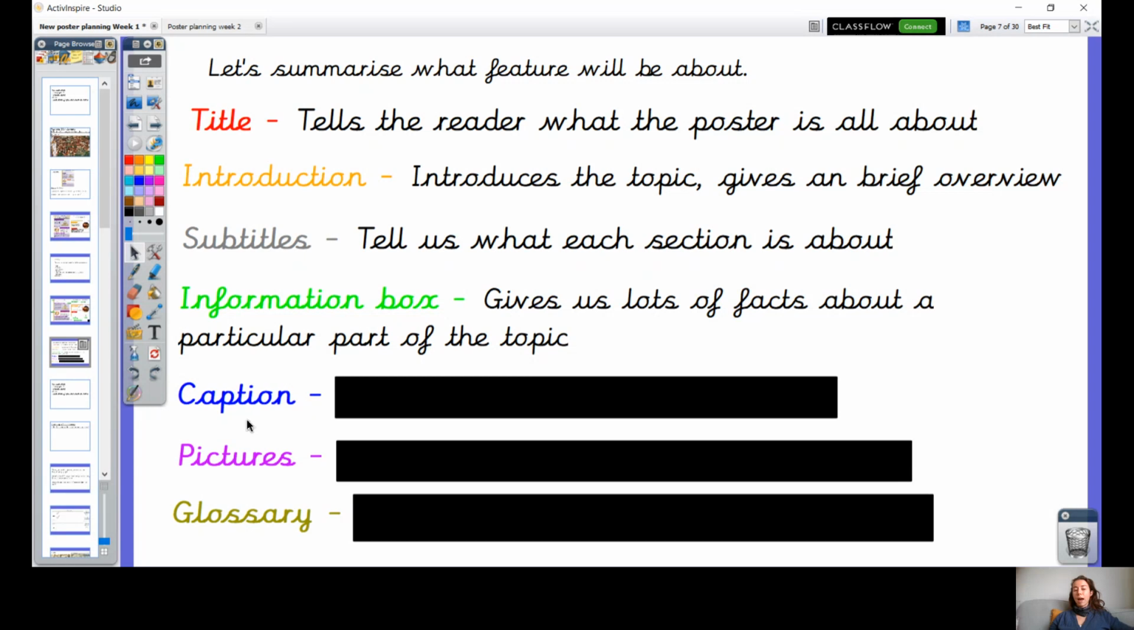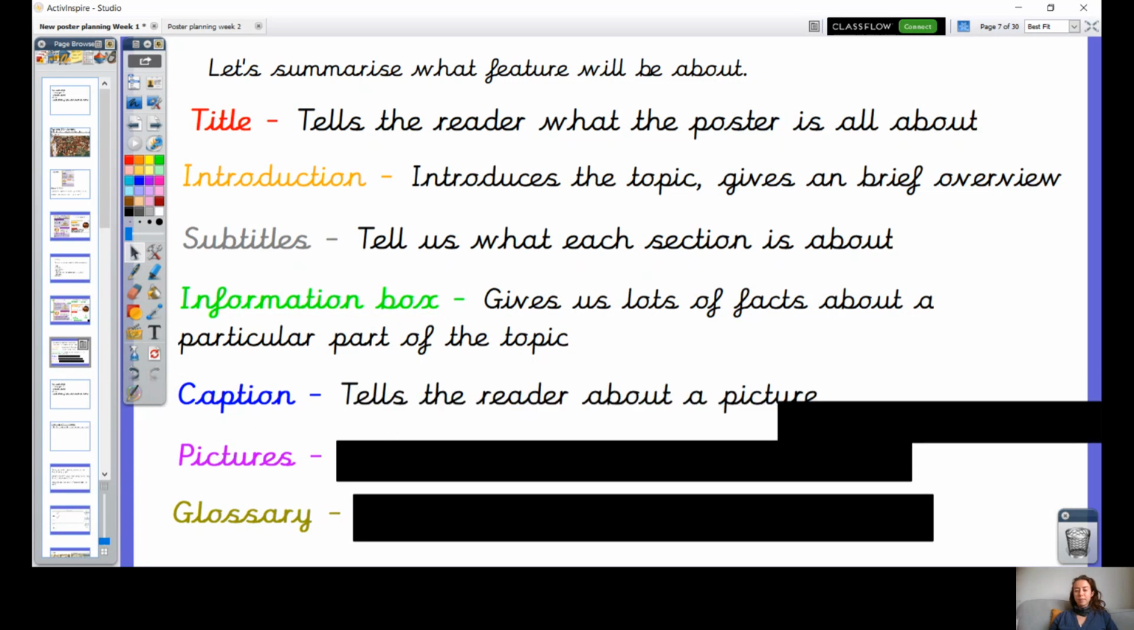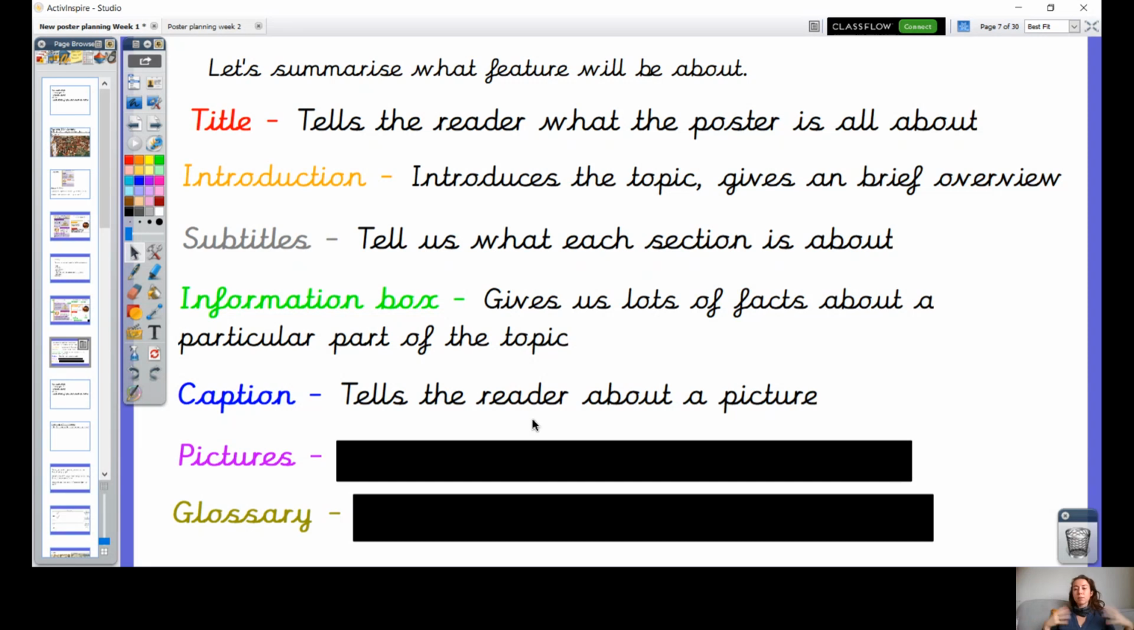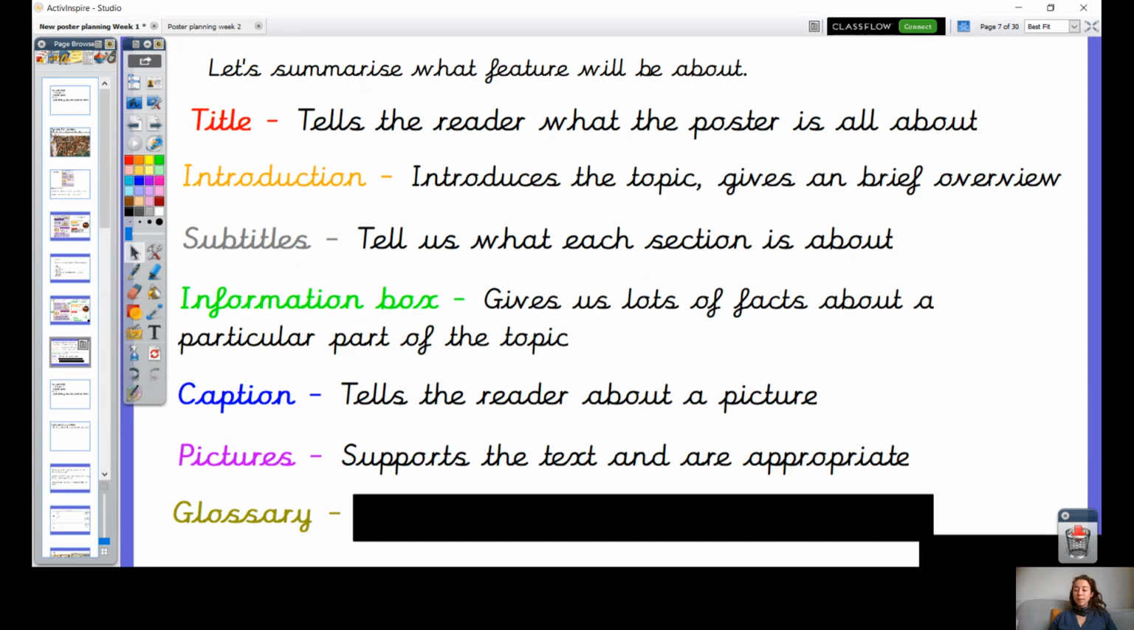Put your finger on the caption. The caption tells the reader about the picture. It explains the picture a little bit more so that the reader can understand. Pop your fingers on the pictures, nice and easy. The pictures support the text. The pictures are very appropriate to what the writing is.